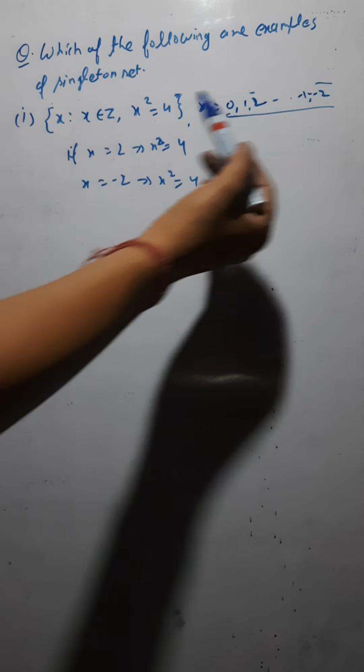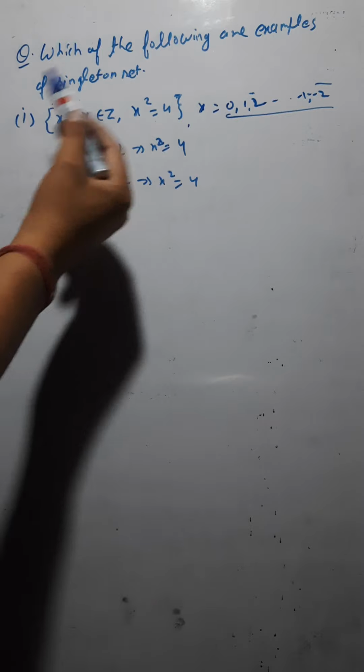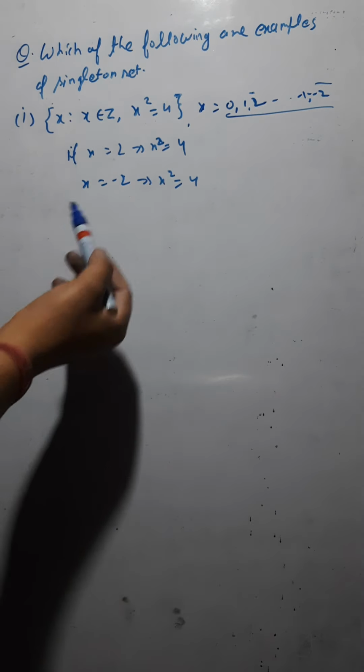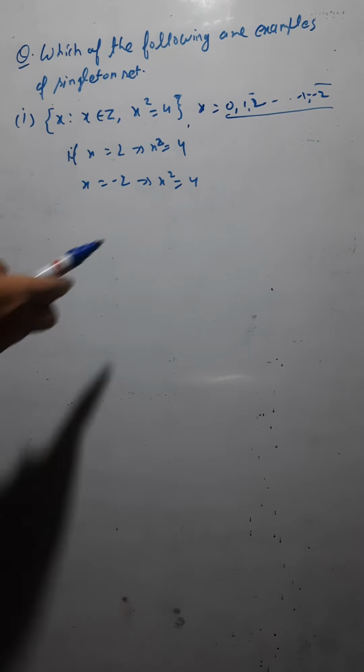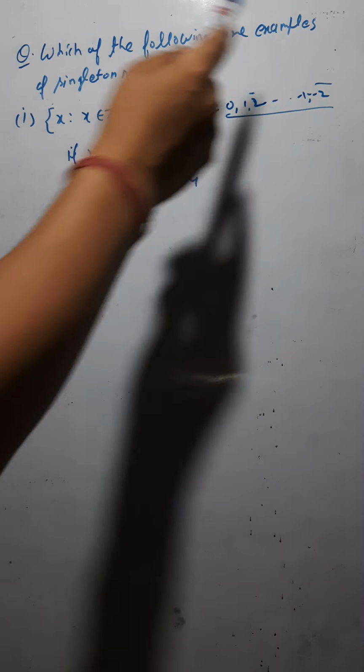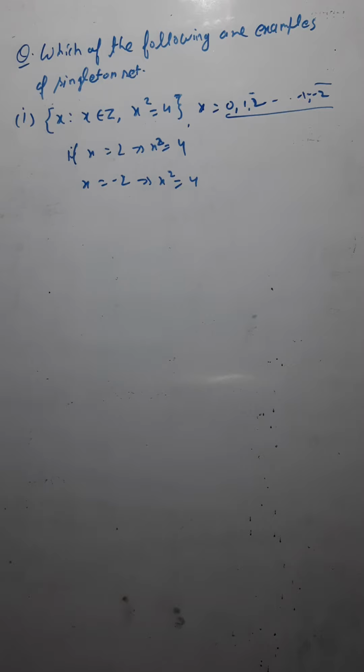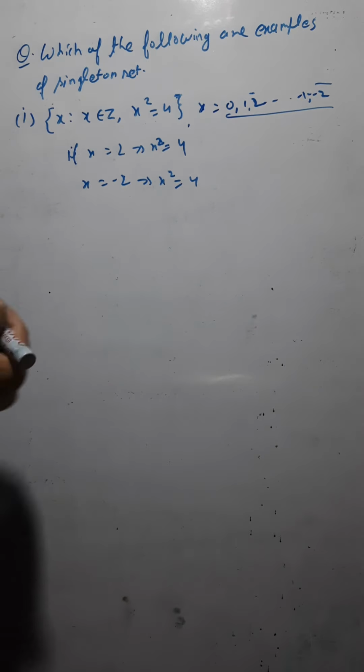The rest of the elements would not be there, because it cannot contain 0, as the square of 0 is not 4. The square of 1 is also not 4. So other elements would not be there in this set. So you have two elements there, 2 and -2. So is it a singleton set? No, because it contains two elements.